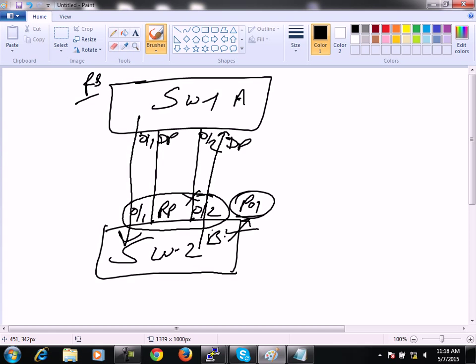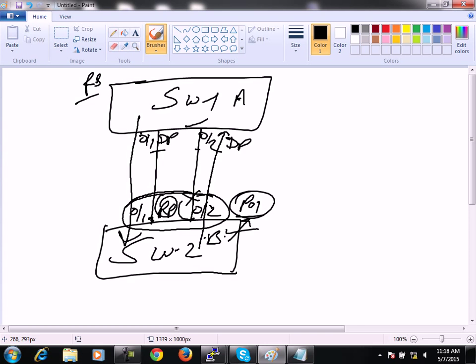See, before configuring the port channel, before configuring EtherChannel, at the end of switch 2, it was working fine. Here, switch 1 was the root bridge. Fa0/1 and Fa0/2, both of them were working. I mean, these two interfaces were configured as DP at the end of switch 1. At the end of switch 2, Fa0/1 was configured as the RP and Fa0/2 was configured as a blocking port, right?